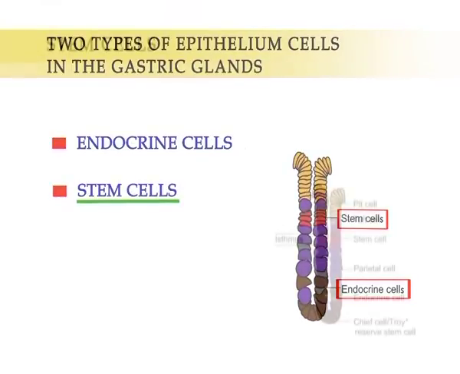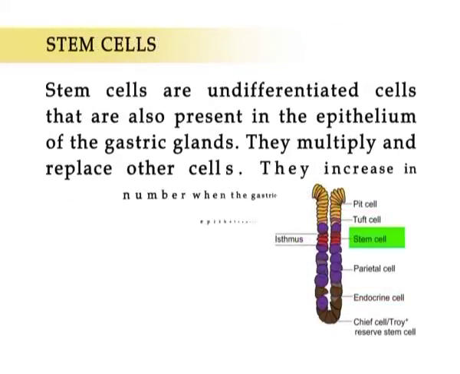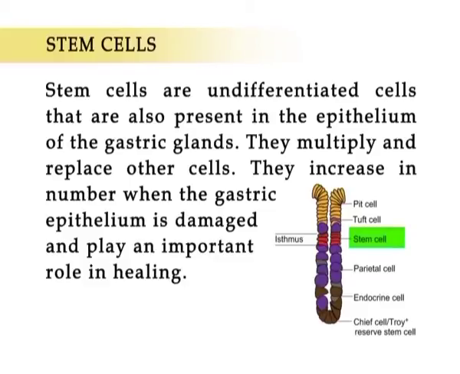Stem cells are undifferentiated cells that are also present in the epithelium of the gastric glands. They multiply and replace other cells. They increase in number when the gastric epithelium is damaged and play an important role in healing.